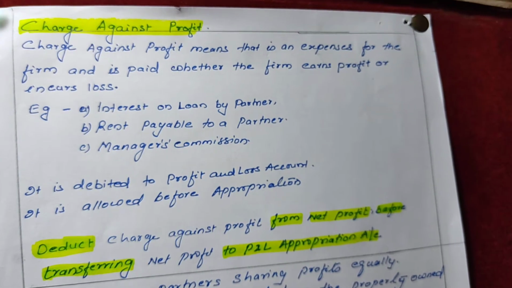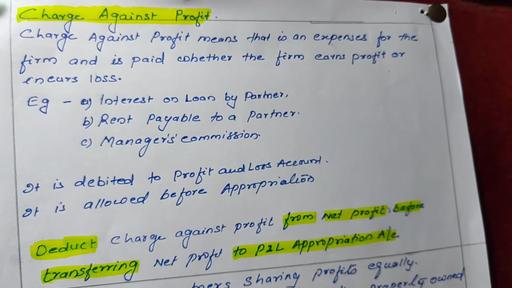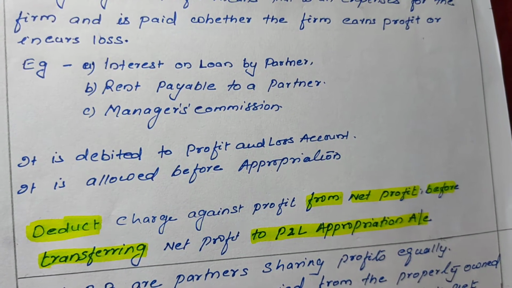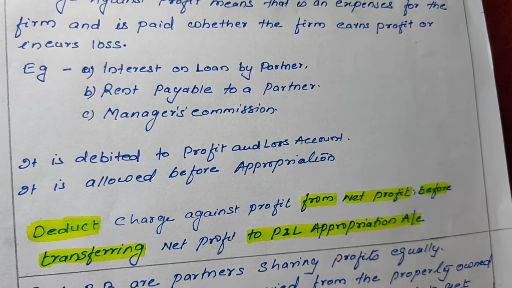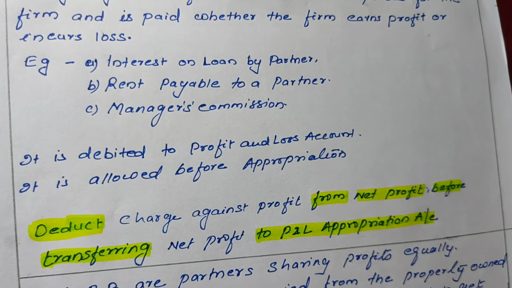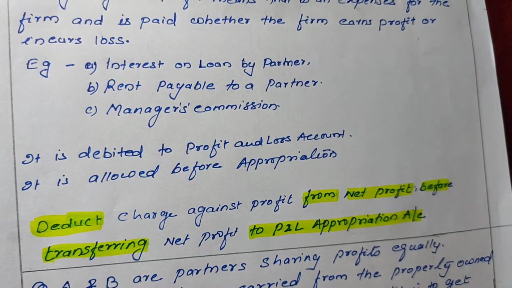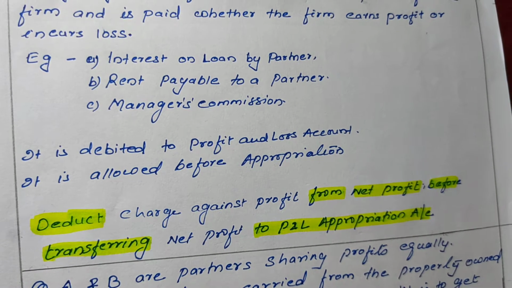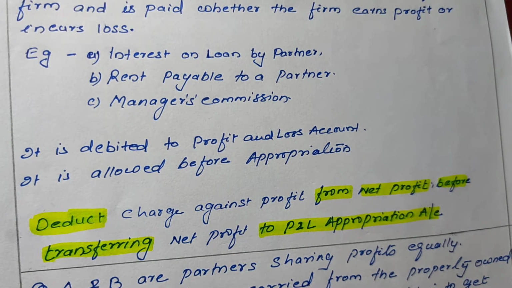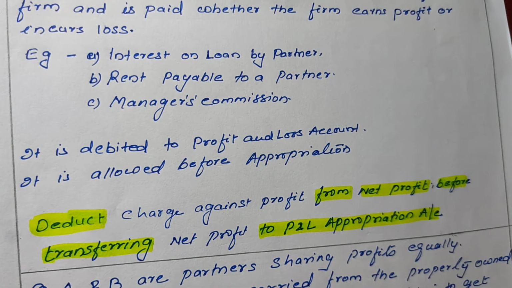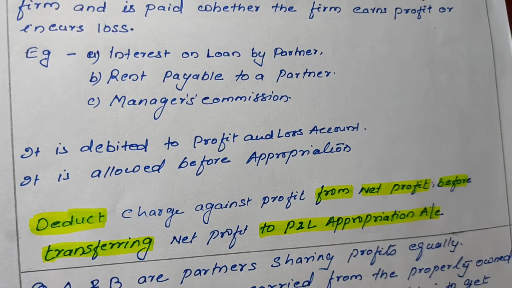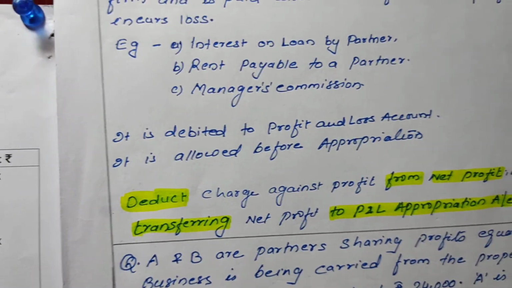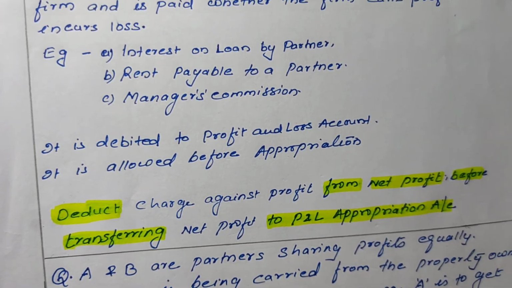So there are three charges against profit, that is interest on loan by the partner, rent payable to the partner, and manager's commission. These three are the charges against profit: interest on loan, rent payable, manager's commission. Charge against profit is debited to profit and loss account, and it is allowed before the appropriation. So if in the question of profit and loss appropriation account you are given the charge against profit, then you have to deduct it from the net profit.